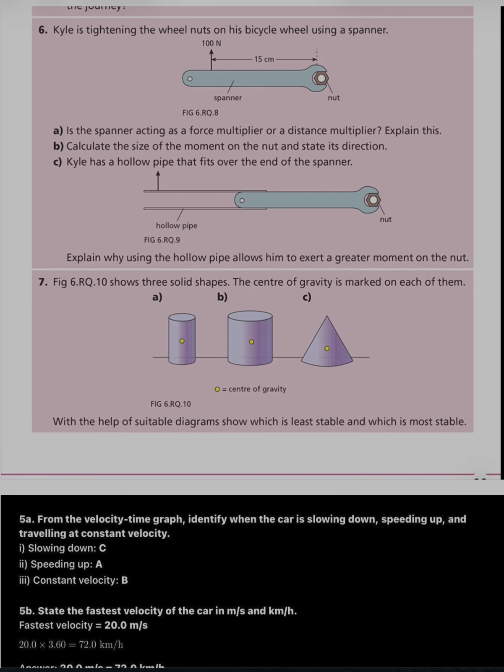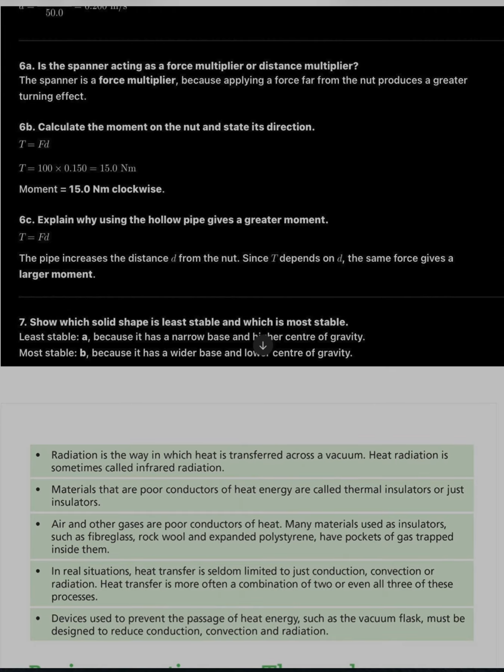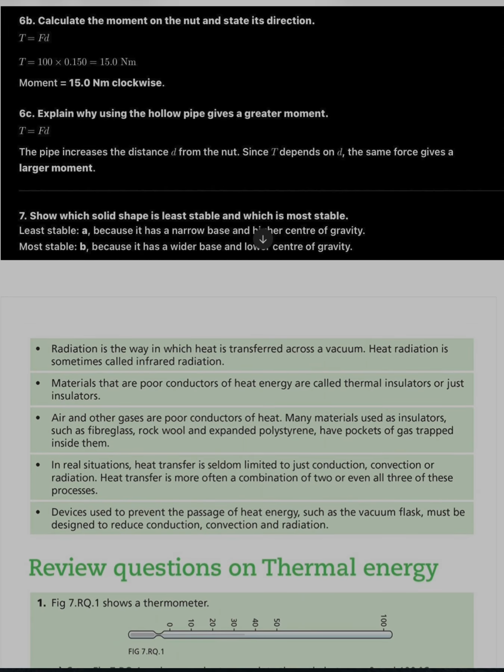6C. Explain why using the hollow pipe gives a greater moment. T equals F times d. The pipe increases the distance d from the nut. Since T depends on d, the same force gives a larger moment.